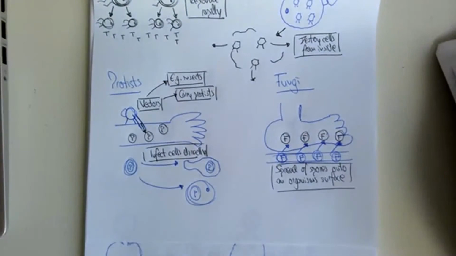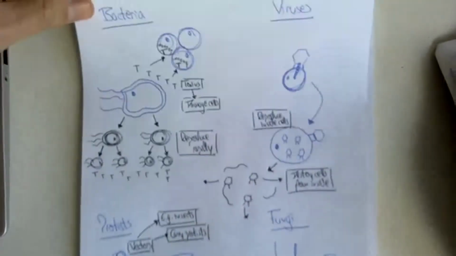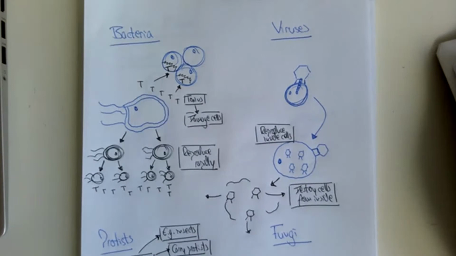So those are the four main types of pathogens that you need to know: bacteria, viruses, fungi, and protists.